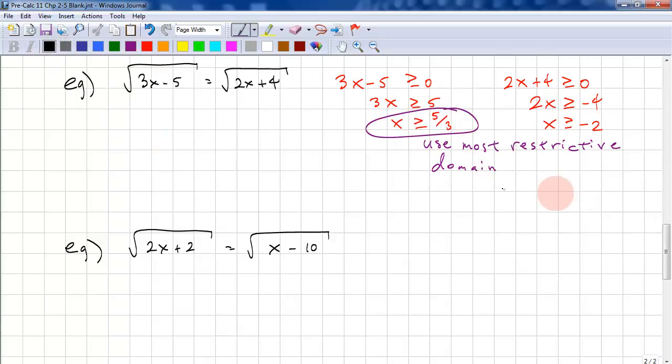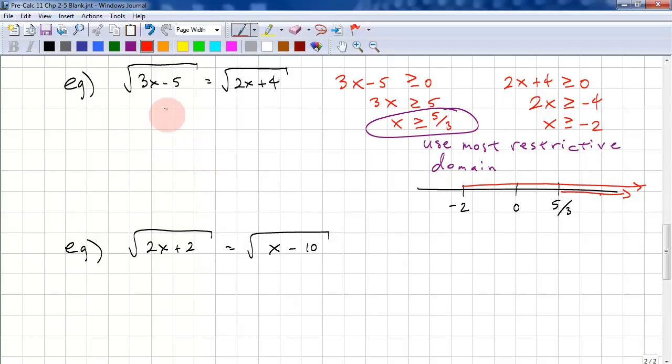On a number line, we have 5 over 3. We have 0. We have -2. And we have 5 over 3. And we have -2. So 0 is not part of this domain. But if we look at 2, if we look at 3, that's part of both these domains. So that's why we take the most restrictive one. It can't be just part of one domain. It has to be part of both domains.